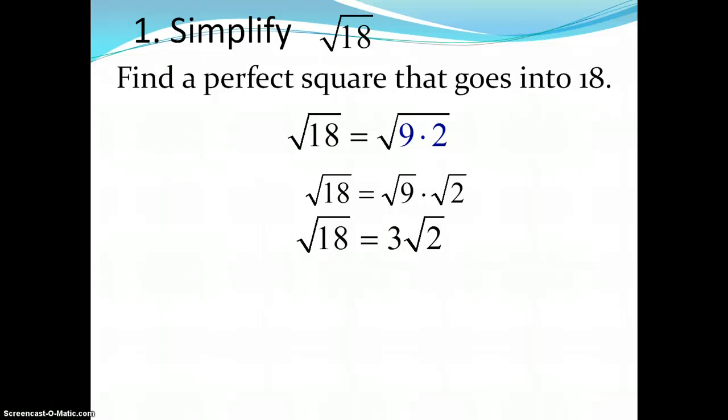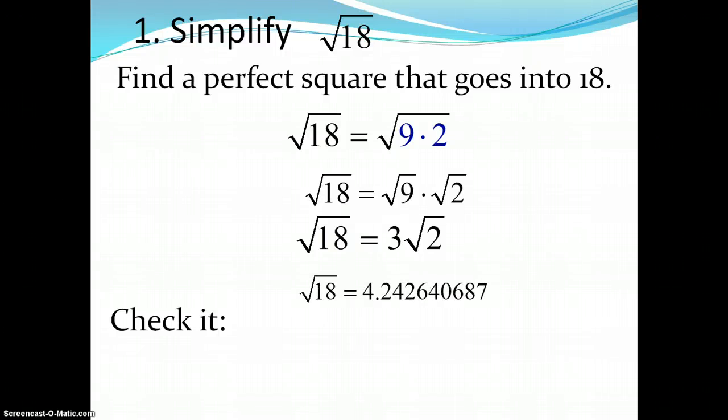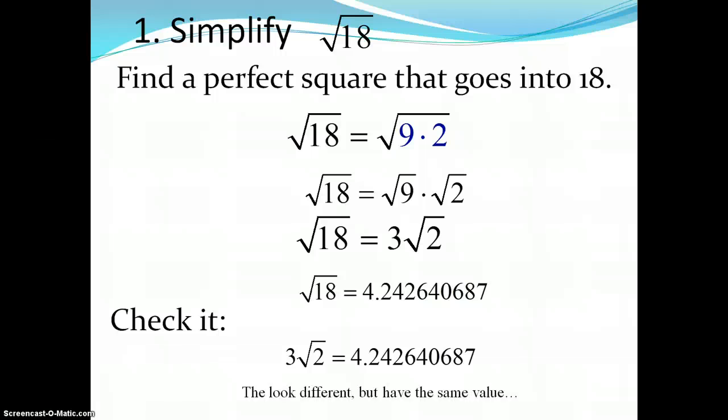I take the square root of the 9, and it becomes a 3. And that moves out of the radical sign, because now it's not a square root anymore. But the 2, I didn't take the square root of it, so it stays under. So the square root of 18 is equal to 3 times the square root of 2. In fact, if you put the square root of 18 in the calculator, you're going to get this number right here, but then if you take 3 square root of 2, you'll get the exact same number. They look different, but they are the same value.